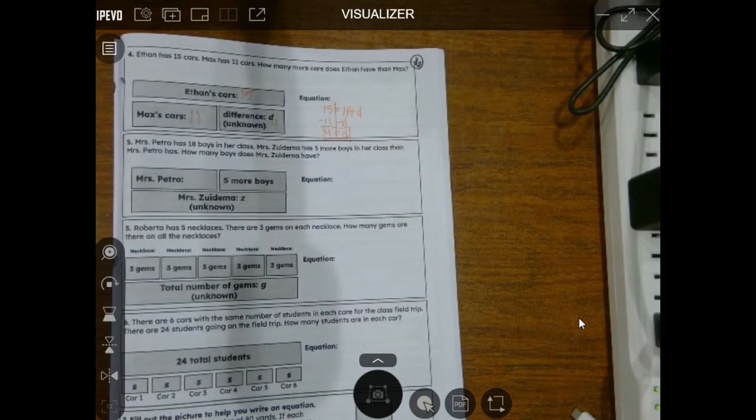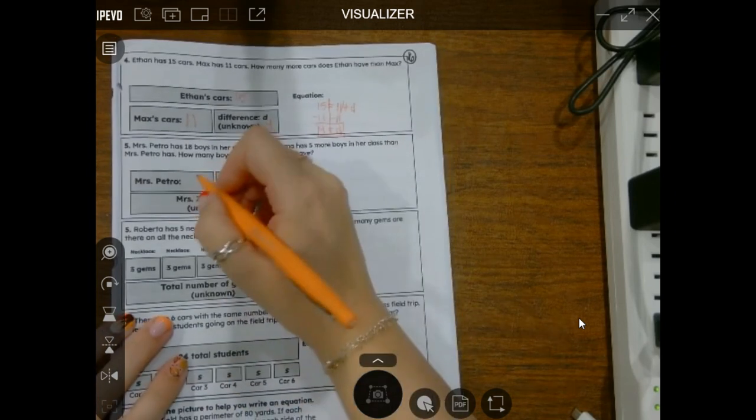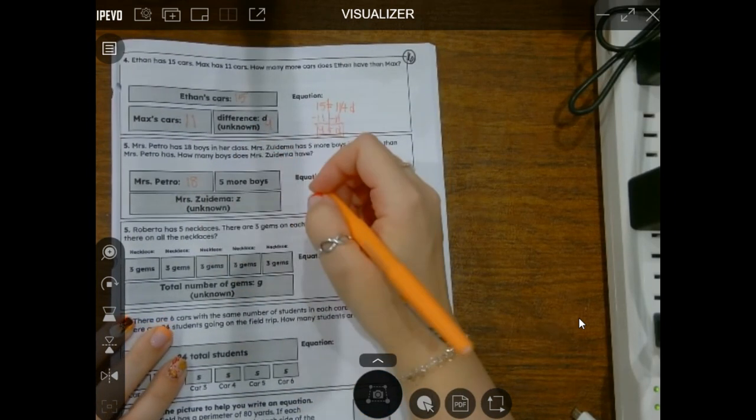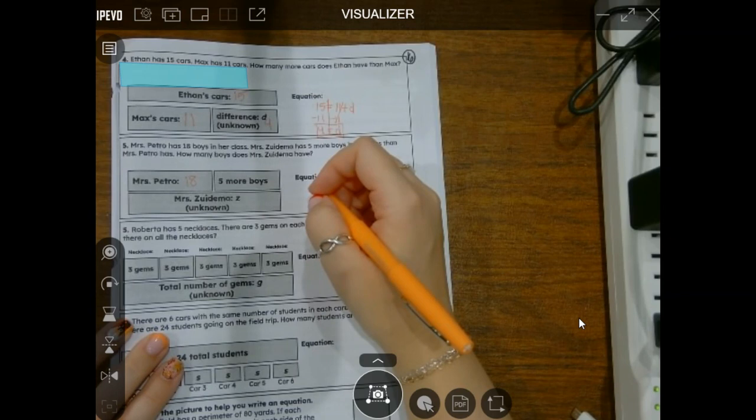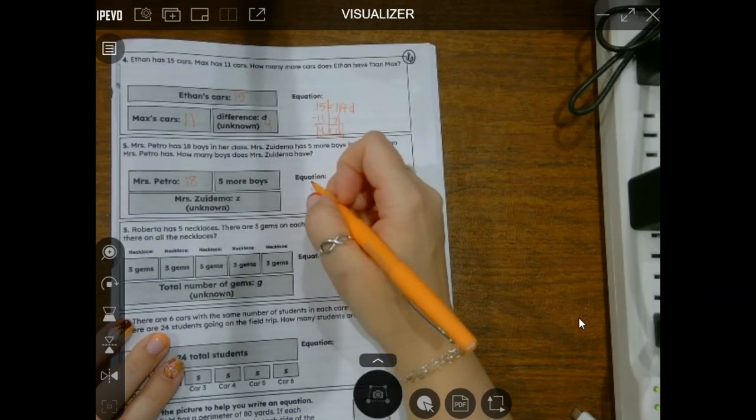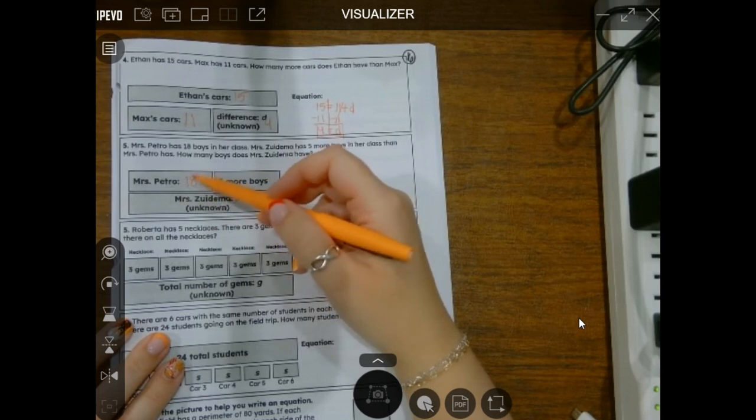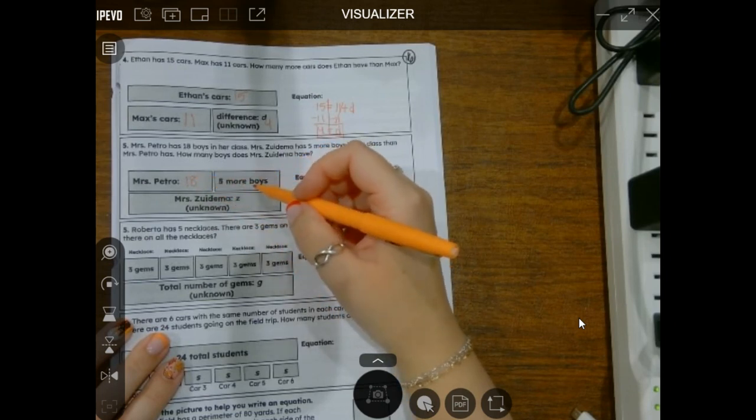Okay, let's go ahead and see the next one. Mrs. Petro has 18 boys in her class. So Mrs. Petro is here, 18. Mrs. Zuderme has 5 more boys in her class than Mrs. Petro. Okay, so however many she has, 5 more than that.